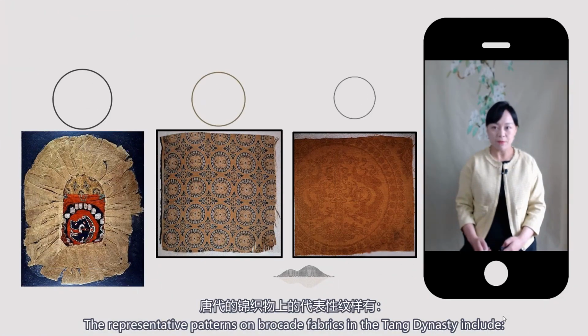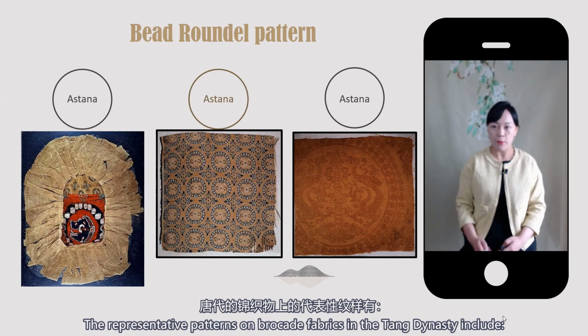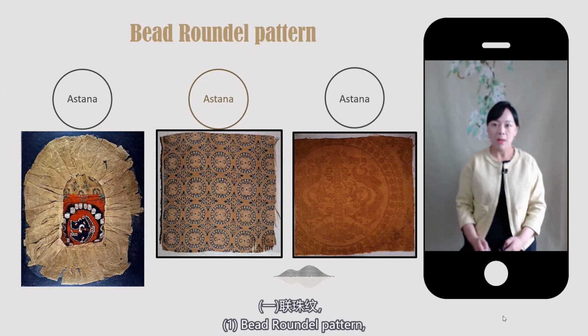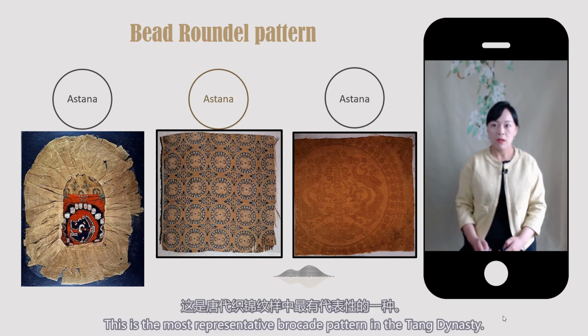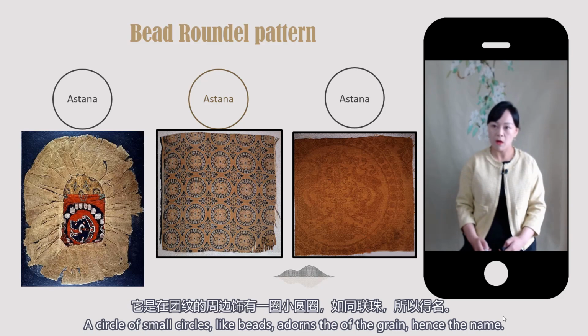The representative patterns on brocade fabrics in the Tang Dynasty include, first, the bead rattle pattern. This is the most representative brocade pattern in the Tang Dynasty. A circle of small circles, like beads, adorns the circumference of the pattern, hence the name.